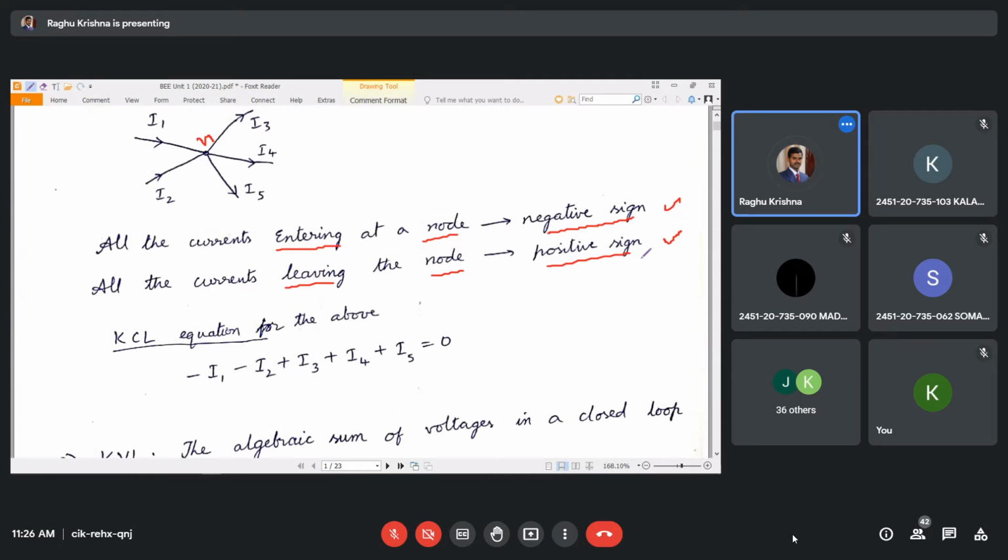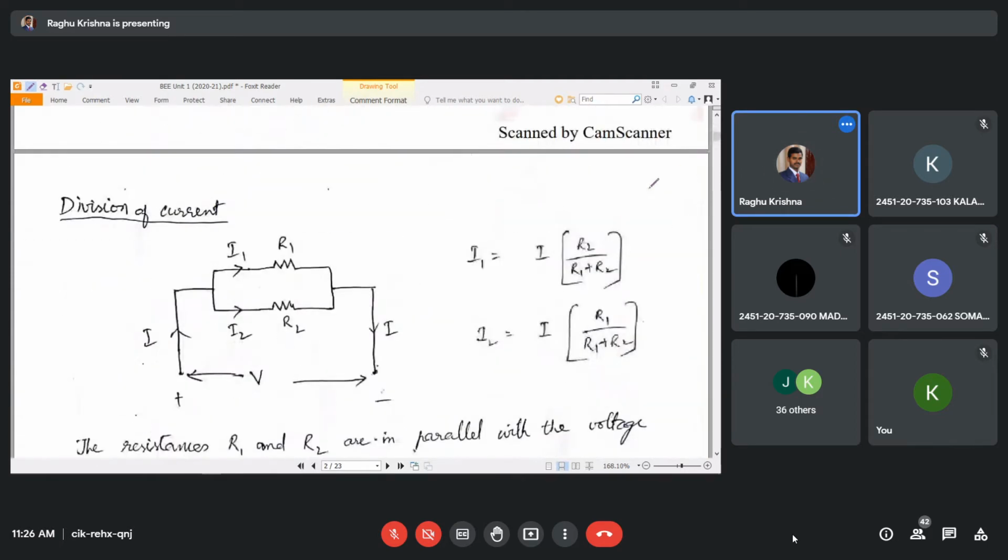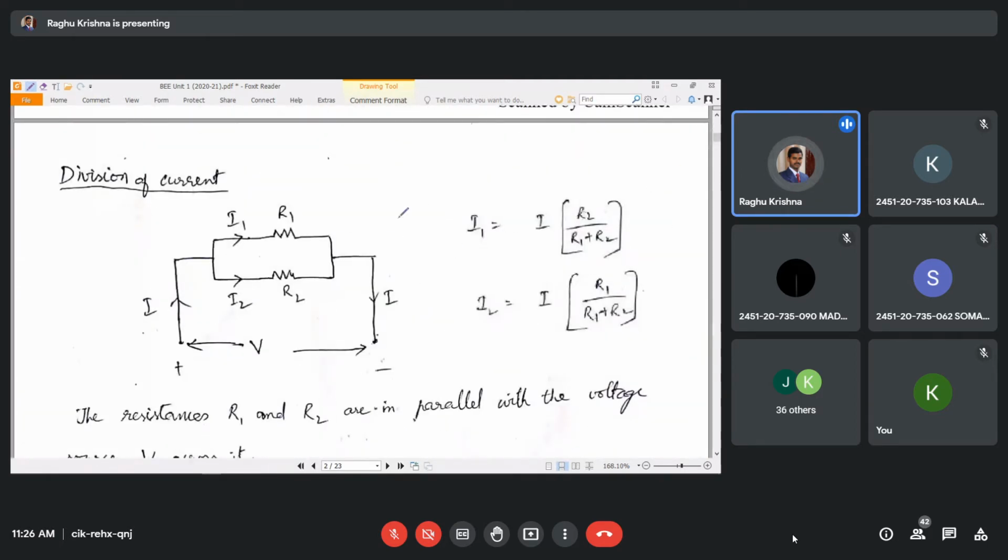So next, current division rule, division of current. Here you can see these two resistors R1 and R2 are connected in parallel. You can see the same voltage V appears across R1 and R2. So the voltage across R1 is V, the voltage across R2 is V. What about the current? The current is different.